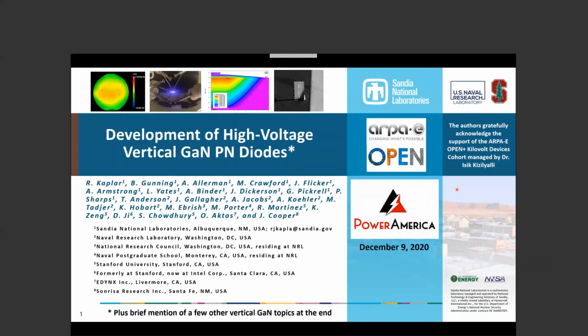Bob Kaplar received a BS degree in physics from Case Western Reserve University in Ohio, and his MS and PhD degrees in electrical engineering from Ohio State University in Columbus. He joined Sandia National Laboratories in Albuquerque, New Mexico in 2002 as a postdoctoral researcher and was subsequently a member of the technical staff, and he's now manager of the Semiconductor Material and Device Sciences Department at Sandia. His research is focused on wide and ultra-wide bandgap III-nitride materials and devices for power conversion applications. And with that, I'll turn it over to Bob.